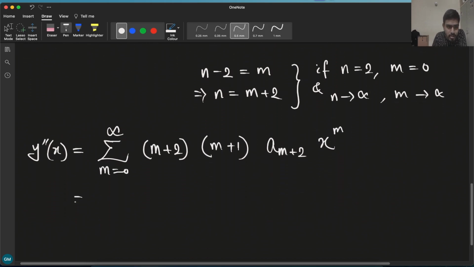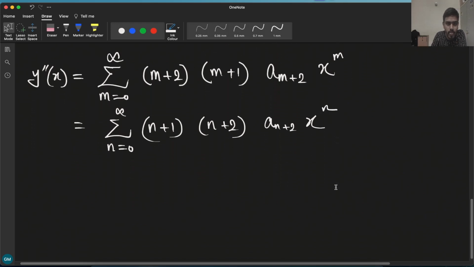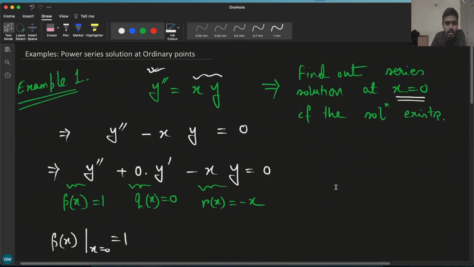And now I can replace this m by n because it's a summation index. So n plus 1, n plus 2. I'm just interchanging these two terms. I'm writing this one first, and then this one. 2an plus 2 x to the power n. And so this is the first term of this differential equation.